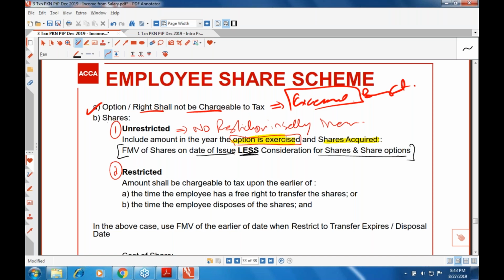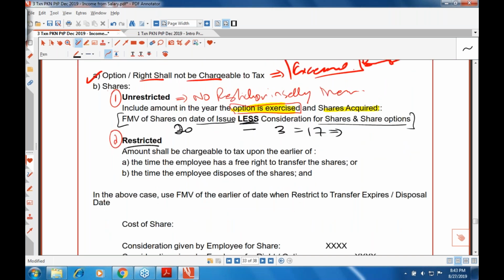For example, if the market value of the shares on the date of issue was 20 and you have paid 3 rupees, that means 17 is going to be included in your taxable income. Similarly, the second aspect is restricted shares, where the restriction is with respect to selling these shares. How do we account for shares with restrictions? Let's try to understand that concept.